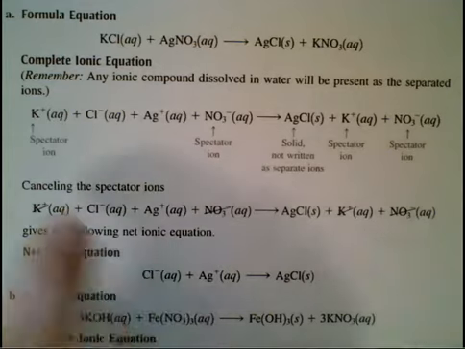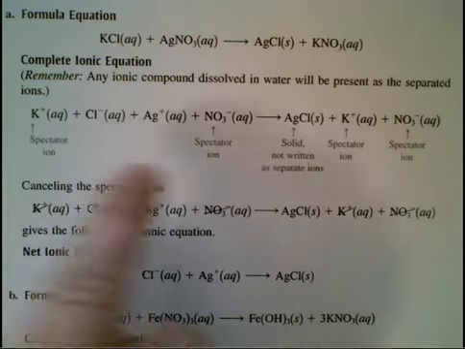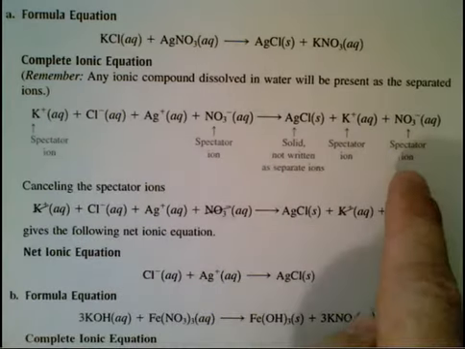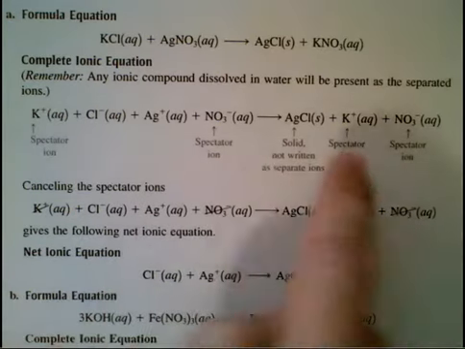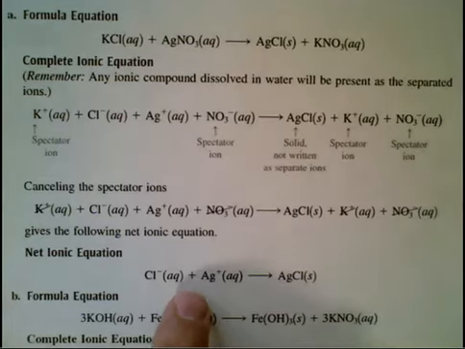Now you see here I've identified spectator ion, spectator ion, spectator ion, spectator ion. You're like, why is that important? When we move down to the net ionic equation, we are going to be canceling the spectator ions, meaning if it's identified as a spectator ion, you simply don't write it in the net ionic equation.